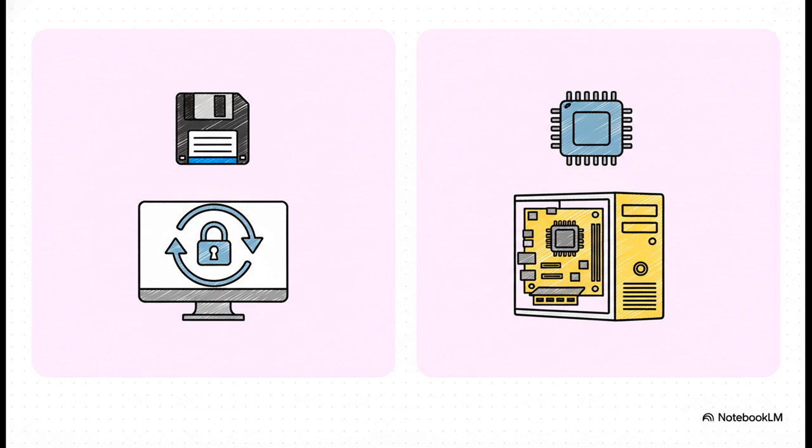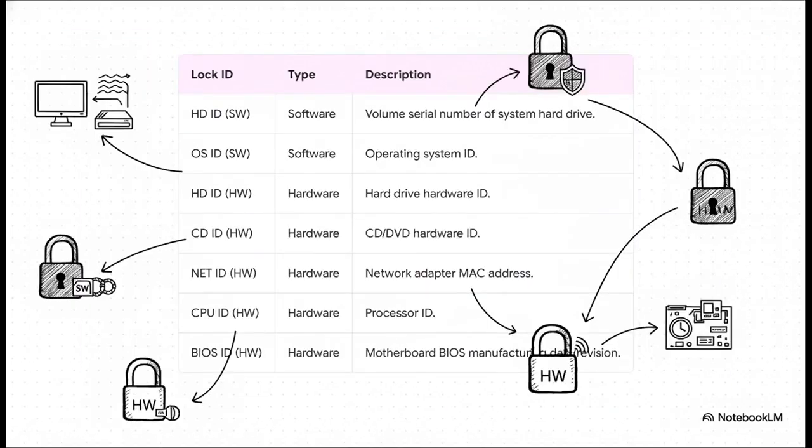These are tied to the physical components. We're talking the CPU, the motherboard's BIOS, the network card, which makes them way more persistent. And here they are, all laid out for you, the 7 locks you have at your disposal. 2 are software-based, and 5 are hardware-based. As you can see, each one targets a very specific attribute, from something like the system drive's volume serial number all the way to the manufacturing date of the motherboard's BIOS. This gives you a really powerful and flexible toolkit to define what makes a machine unique for your specific application.